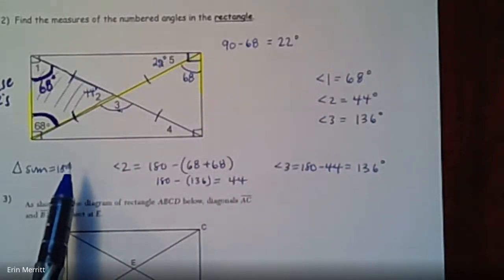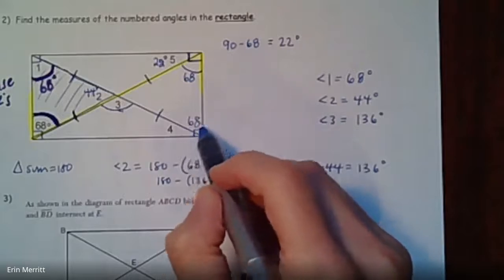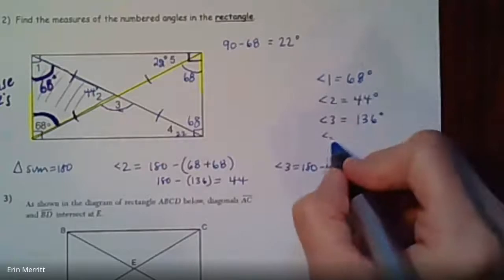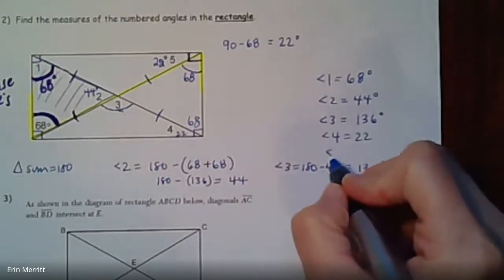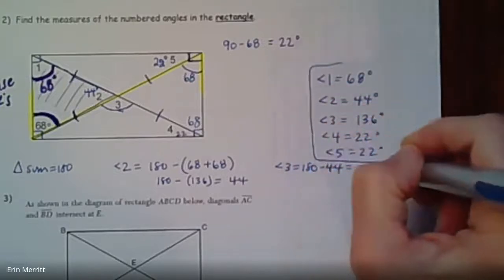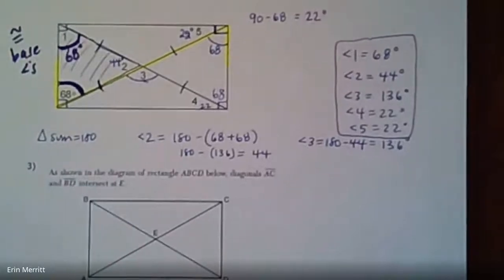Well, let's see. Angle 4, have we already done angle 4? Kind of, because if this is 68, its alternate interior would be here, which means this guy would be 22 down there, just like it was up above. So angle 4 is 22. And then angle 5, that is also 22 degrees. You might have done that question in a slightly different order had you done it completely on your own, and that would be okay. Sometimes you just have to go with what you see and then run with it.